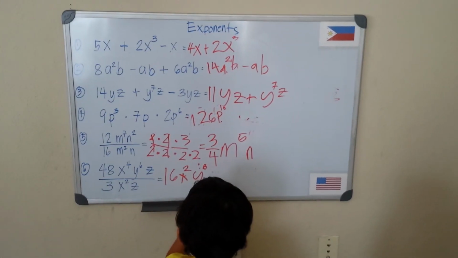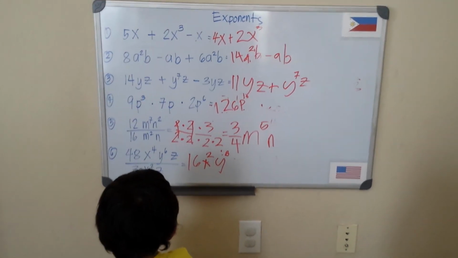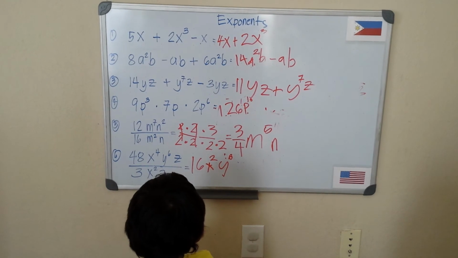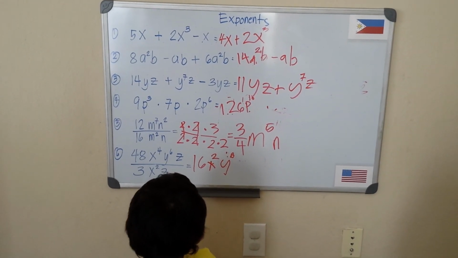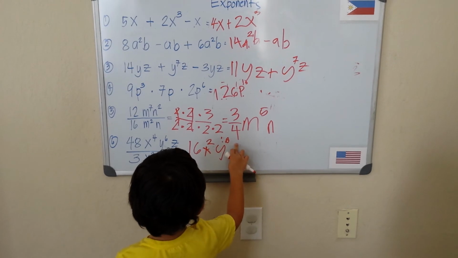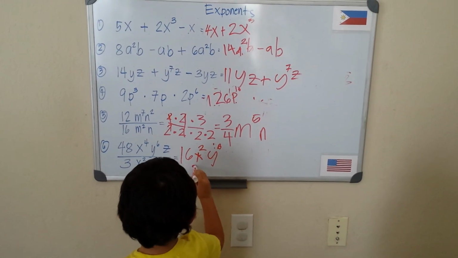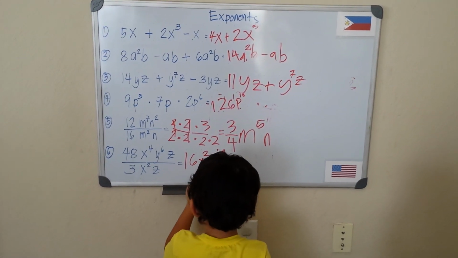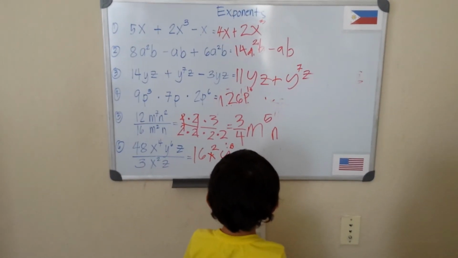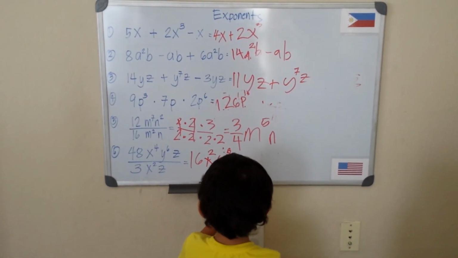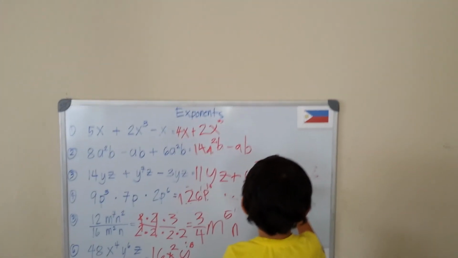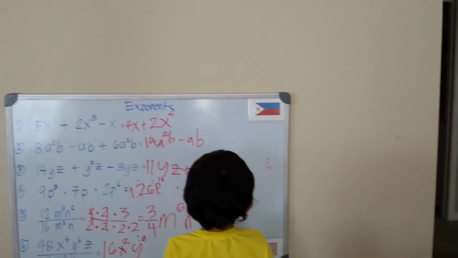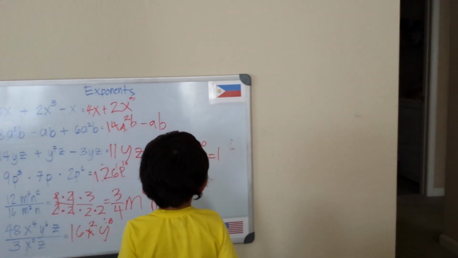Bye-bye, Z. Okay, so we can write down our answer like this. 16, X raised to the second power, Y raised to the sixth power. But no Z in here, because it's already Z raised to the zero power. That will be just equal to 1. If you do it like this, and raise to a zero power, that will actually give me 1.